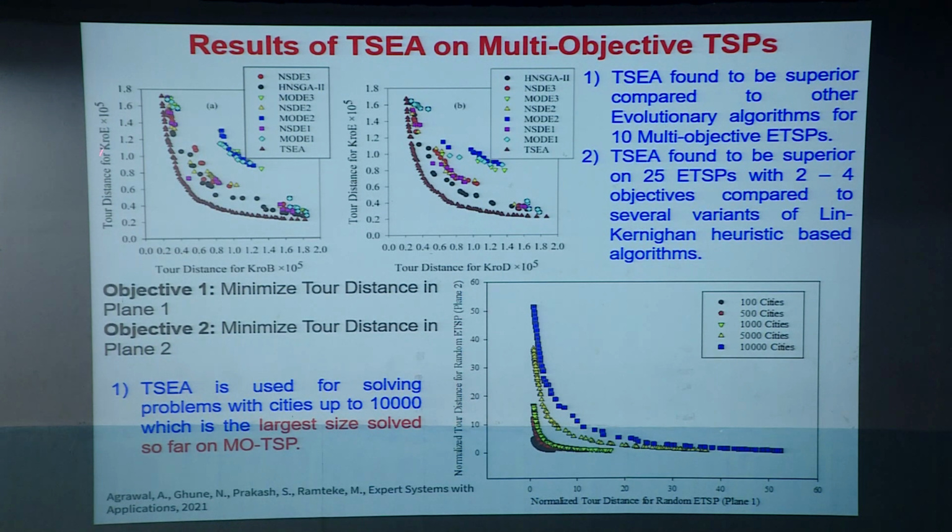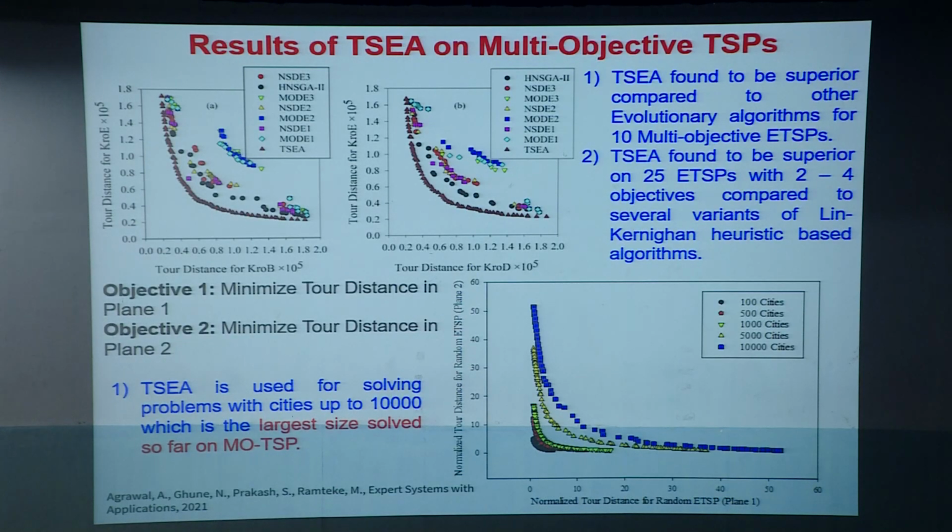Since we are trying to minimize the two distances in both these planes, clearly the solutions which are closer to this particular point are good. So you can see that our Pareto front in both these problems is much better. Again, we have extended this algorithm for different problems.